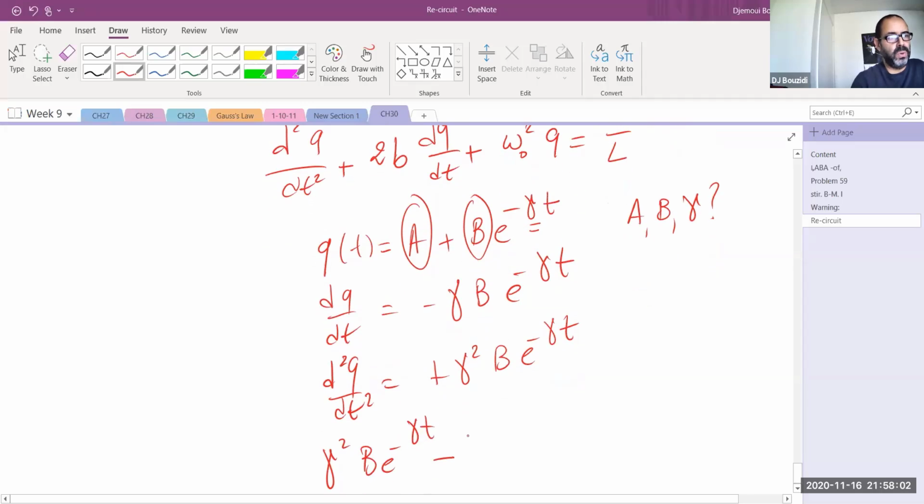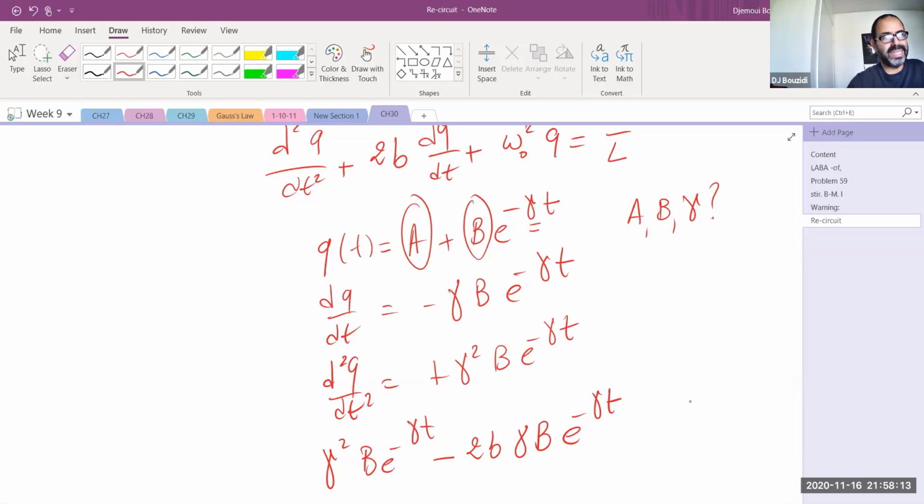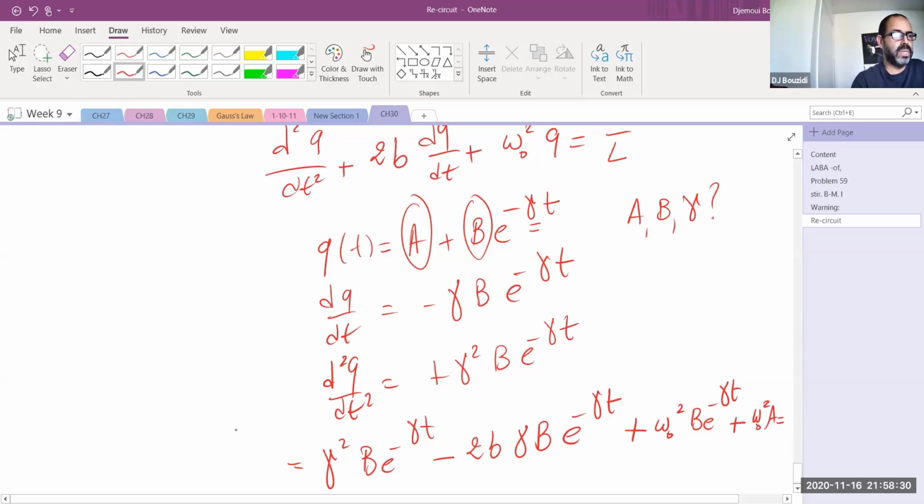So it's minus 2B times gamma times capital B times exponential of minus gamma t plus omega naught squared times this whole thing. On one side, I'm going to multiply omega naught squared times B times exponential of minus gamma t. So I have omega naught squared times B times exponential of minus gamma t plus omega naught squared times A is equal to the other side, which was just the EMF over R. I mean, the EMF over L.